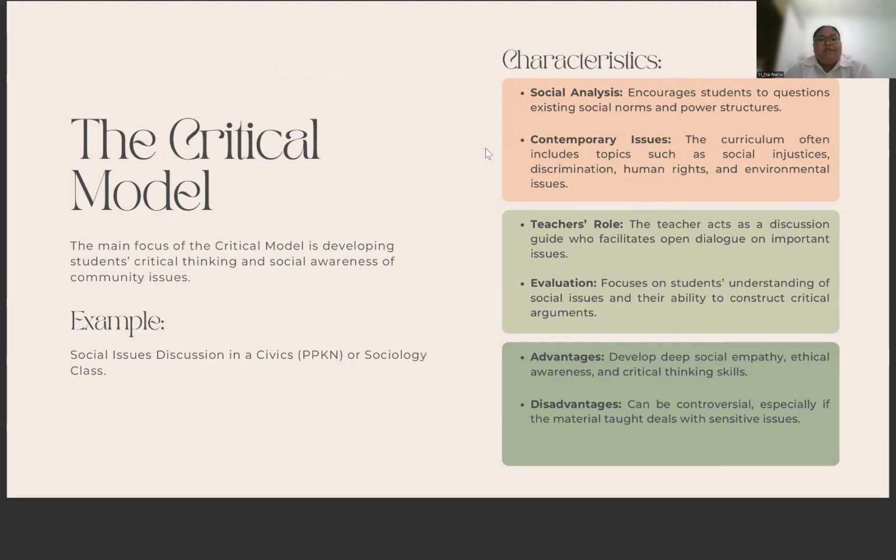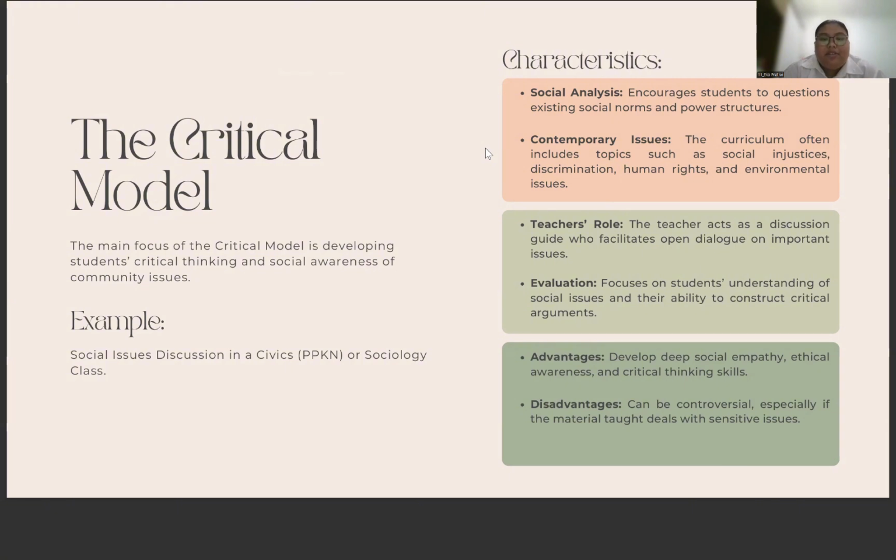The advantages of this model are that it develops deep social empathy, ethical awareness, and critical thinking skills. And the disadvantage of the critical model is that it can be controversial, especially if the material taught deals with sensitive issues.